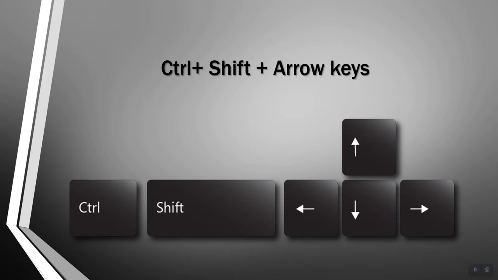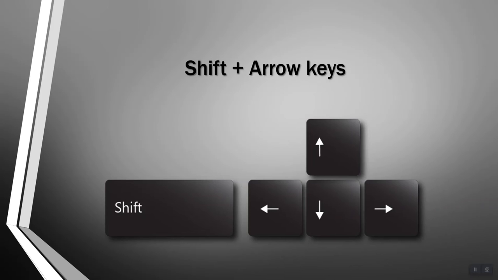Control+Shift with any of the arrow keys highlights a block of text. Shift with any of the arrow keys selects more than one item in the window or on the desktop, or selects text in a document.